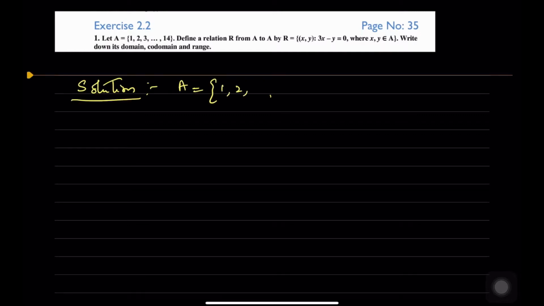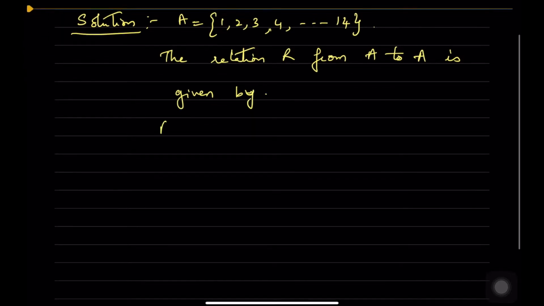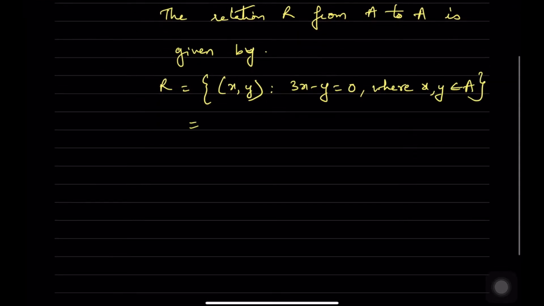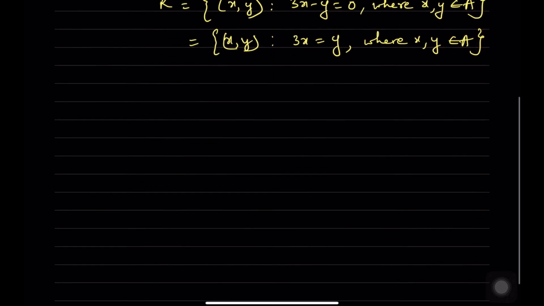So A is 1, 2, 3 and so on up to 14, and here it is defined by the relation R from A to A, given by R is equal to the set of all ordered pairs (x, y) such that 3x minus y is equal to 0, where x, y belongs to A. Now we can write this as the set of all ordered pairs (x, y) such that 3x is equal to y, where x, y belongs to A.